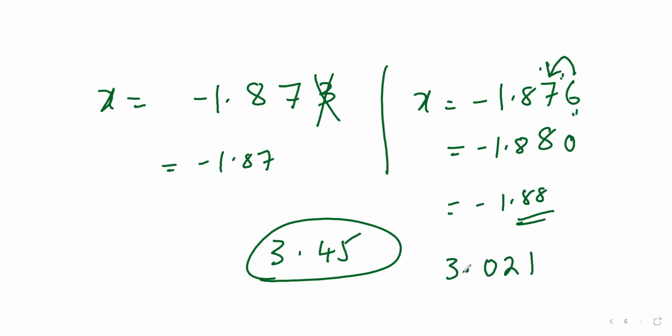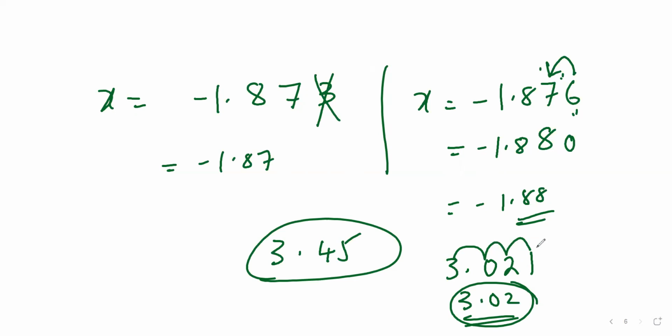3.021 has 4 significant figures. Suppose they say 2 significant figures, it will be 3.02. You will be truncating, so be very careful. A 0 coming in between 2 non-zero digits will still be a significant figure. You have to account for it. So just be careful of those things.